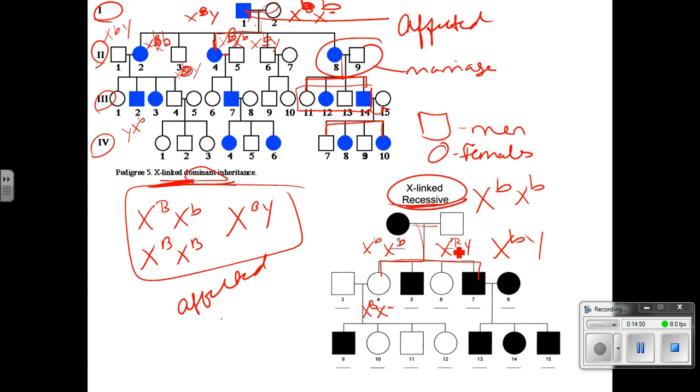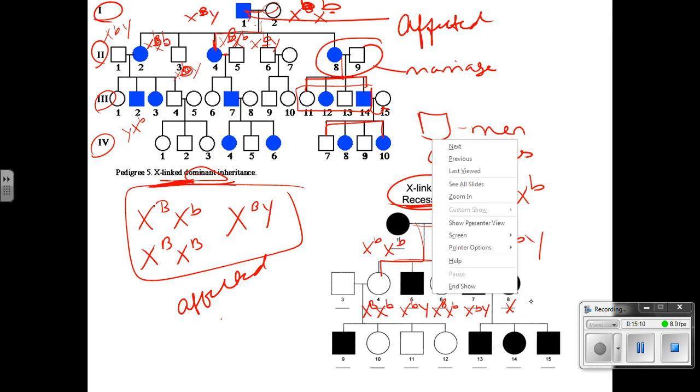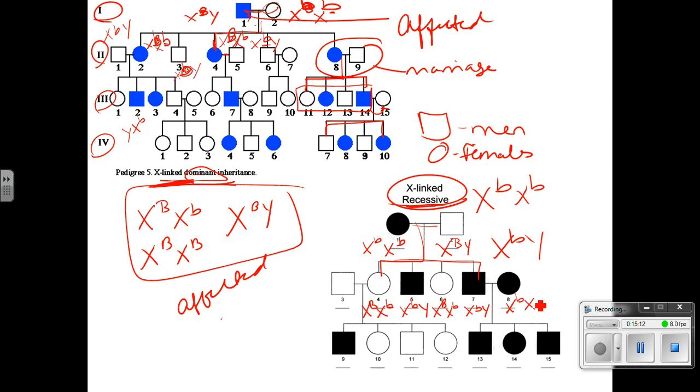Big B there. Oh wait, if you got big B from there, then little b from here. You know that one. And then this child would be affected, so it would be X little b and Y. And this one would have to be at least one big B and then one little b, because that's the only other option up there. And then X little b and X little b.